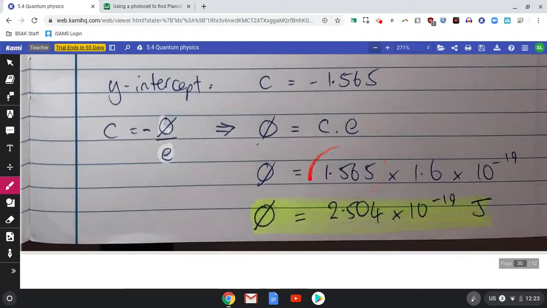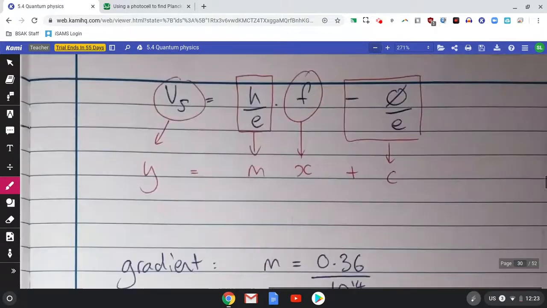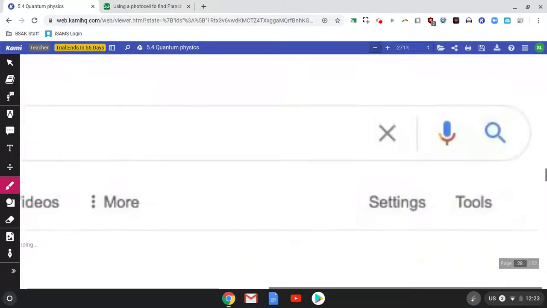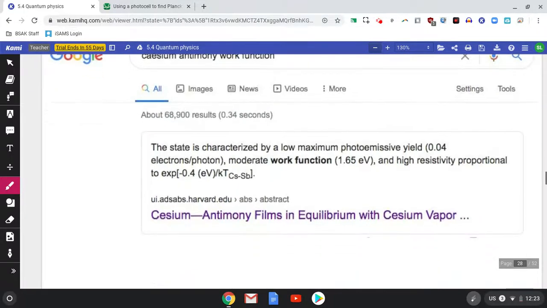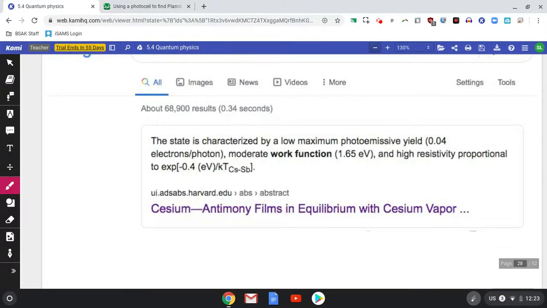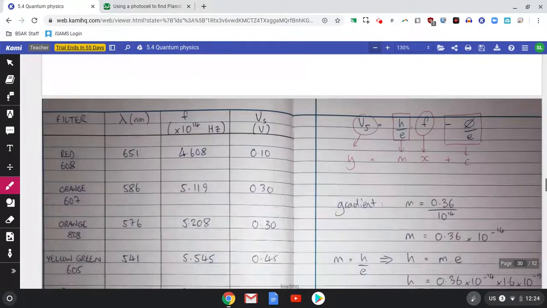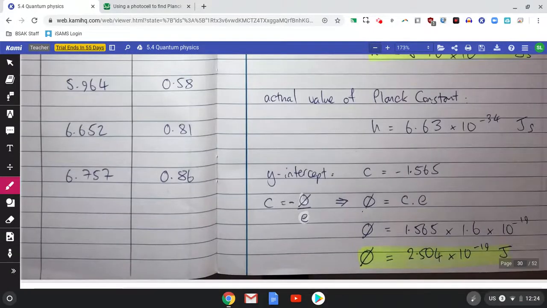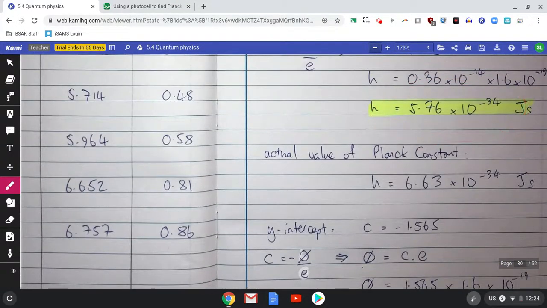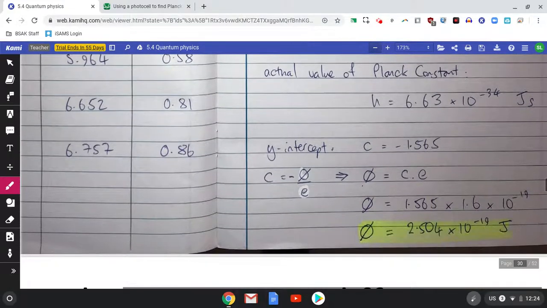This is the value of the work function in electron volts, 1.565 electron volts, which, if we remember from the last lesson, for a cesium antimony metal plate, should be around 1.65 electron volts. So that's pretty close. I'm happy with that. It looks like it's the same percentage out that our Planck constant is. So that's fine.